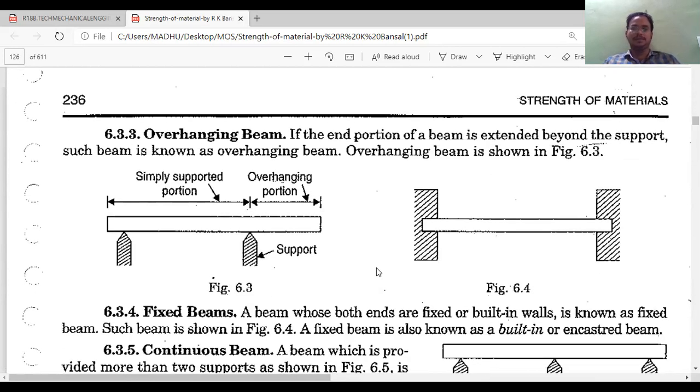Other type is the overhanging beam. If the end portion of the beam is extended beyond the support, such a beam is known as an overhanging beam. This is an overhanging beam. You have a simply supported beam with two supports A and B, and this portion is overhanging. Some extra portion is left beyond the supports. This type of beam is known as an overhanging beam, and this is the overhanging portion. Till here it is a simply supported portion.